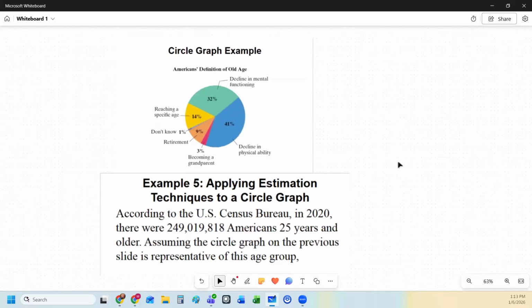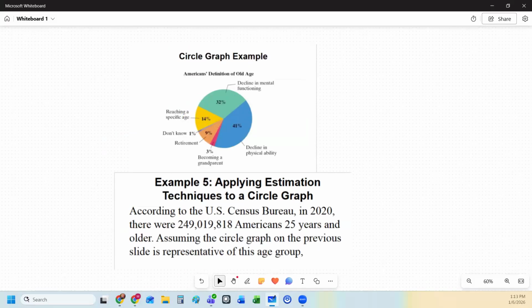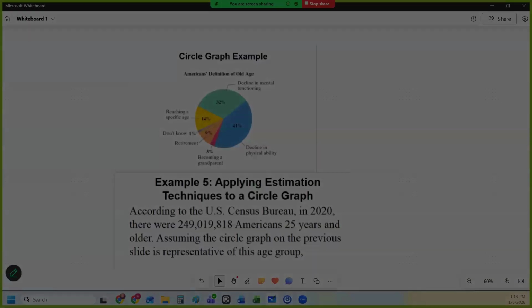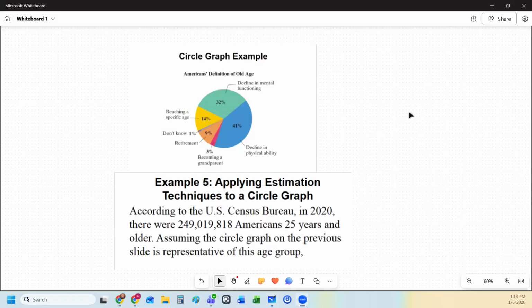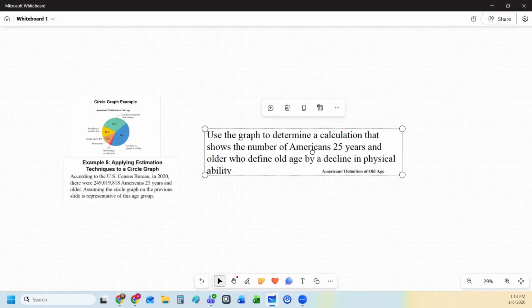So do we have an example that refers to this graph? Example 5, applying estimation techniques to a circle graph. According to the U.S. Census Bureau, in 2020, there were 249,019,818 Americans 25 years and older. Assuming the circle graph on the previous slide is representative of this age group, use the graph to determine a calculation.